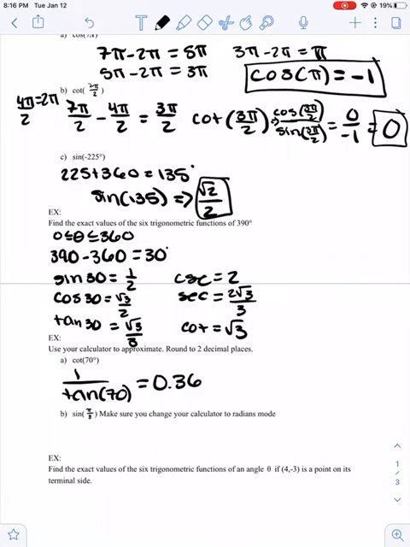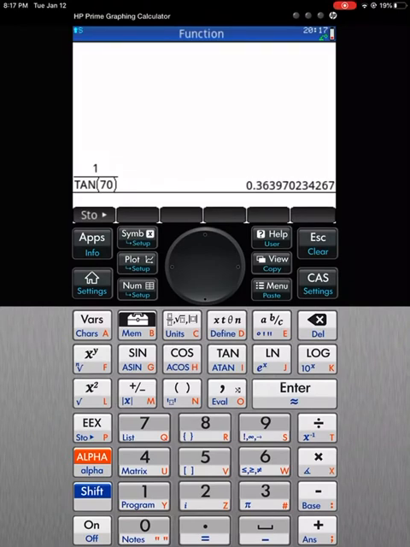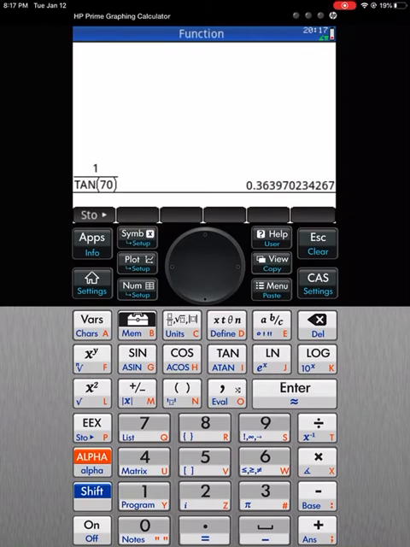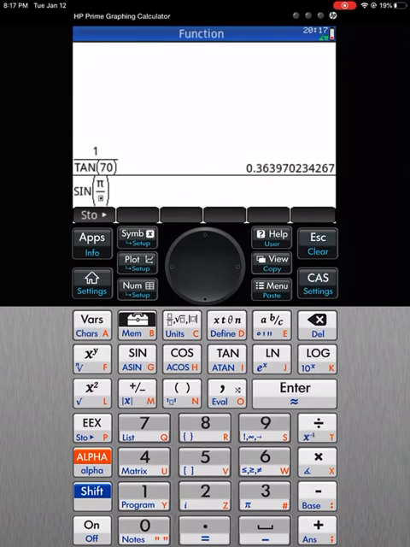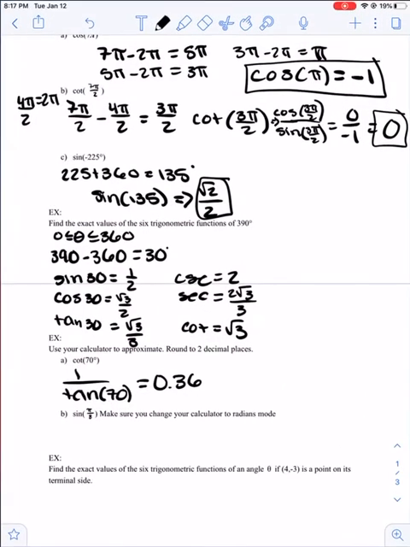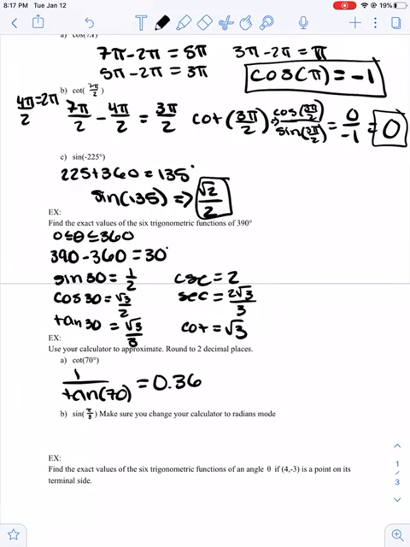Next, the sine of pi over 8. Now we just have to make sure that we need to change it to radians mode on our calculator because pi over 8 is a radian. So we're just going to shift settings, degrees to radians, and then the sine. And then we're going to look for that pi symbol. I always lose it. Okay, pi divided by 8, and that equals 0.38. So this equals 0.38.